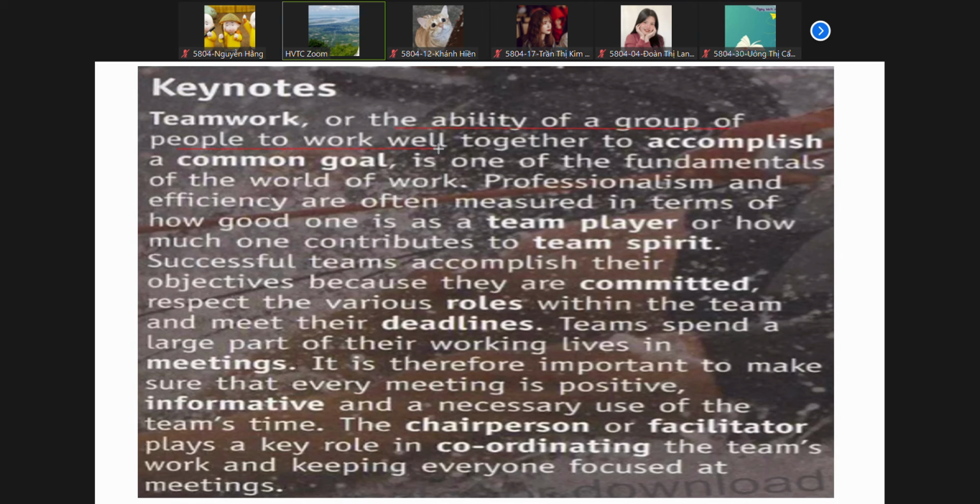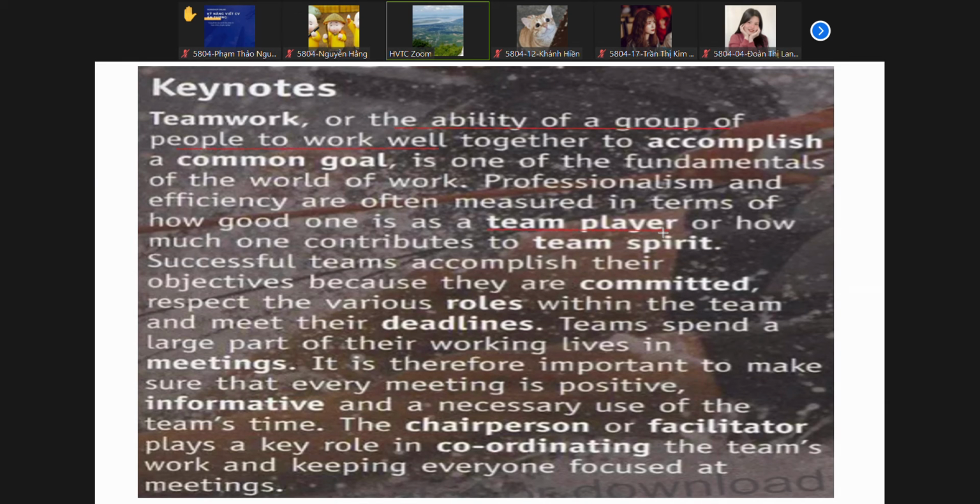And we also have to talk about the factors of a good team player. If we look at the second sentence of the keynote, tell me, what are the factors of a good team player? Nào Thảo Nguyên. Professionalism and efficiency are the factors of a good team player.